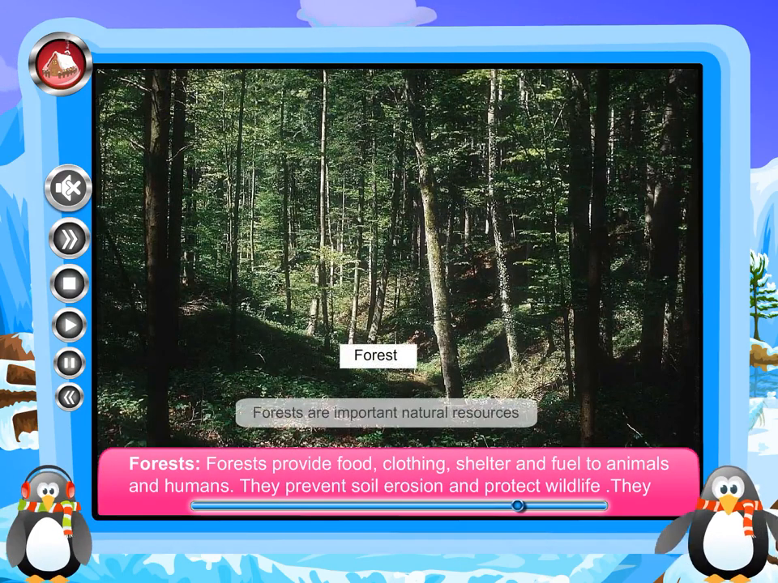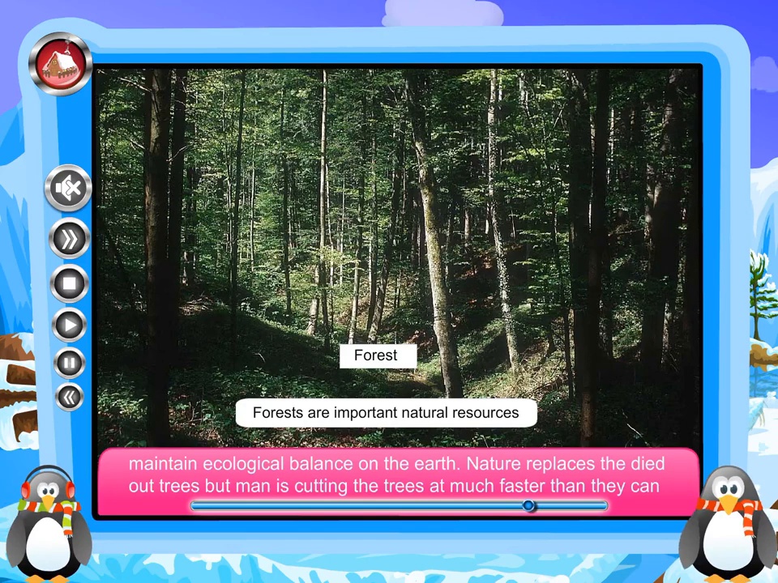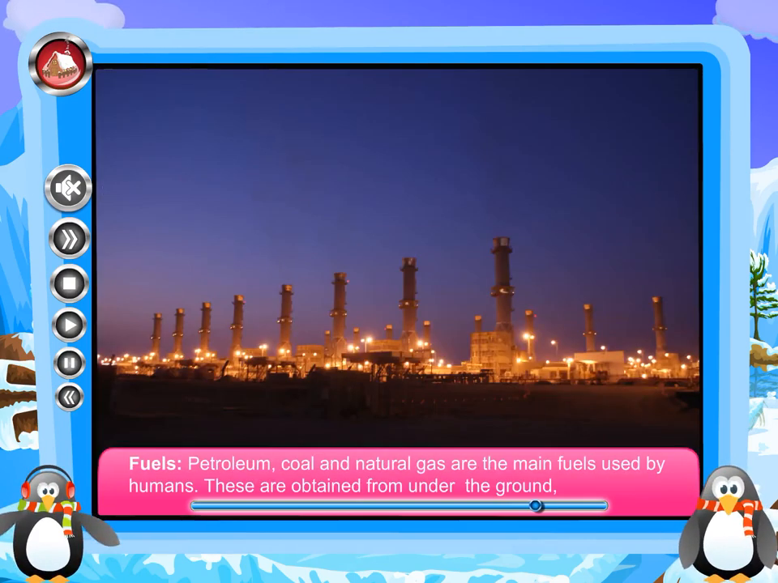Forests. Forests provide food, clothing, shelter, and fuel to animals and humans. They prevent soil erosion and protect wildlife. They maintain ecological balance on the earth. Nature replaces the died-out trees, but man is cutting the trees much faster than they can be replaced. So, plantation is the need of today.